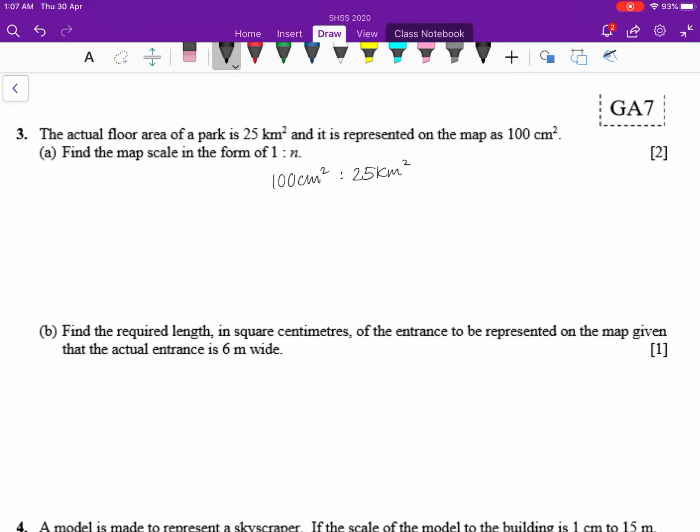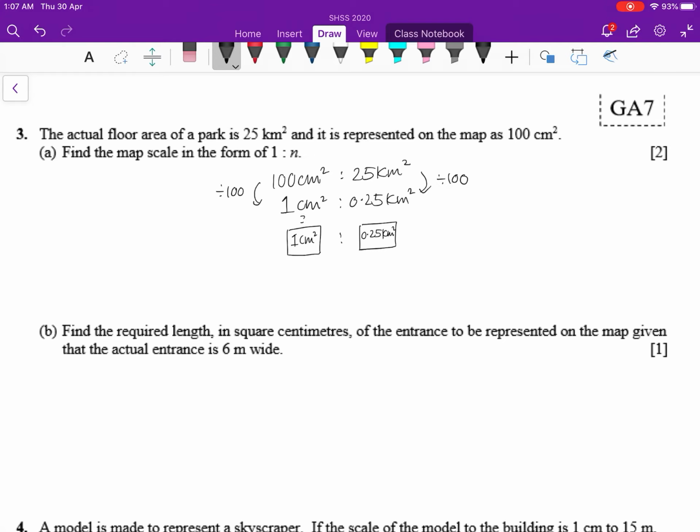Alright, again, we do the same thing. Revert back to 1 cm square. So divide by 100. Divide by 100. 25 divided by 100 is 0.25 km square. And this is area. So area of a square is to area of a square. This is 1 cm square. This is 0.25 km square.